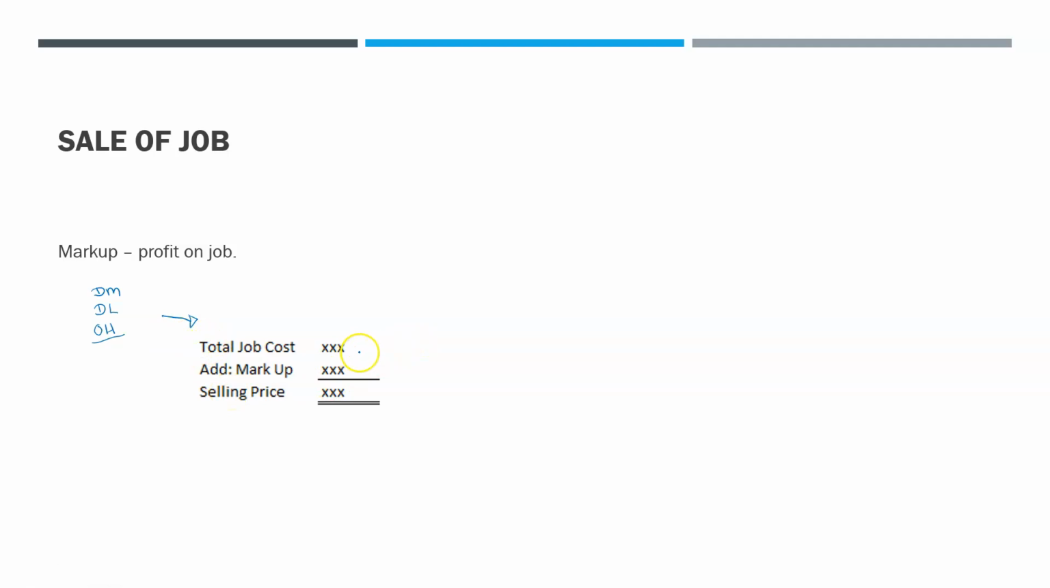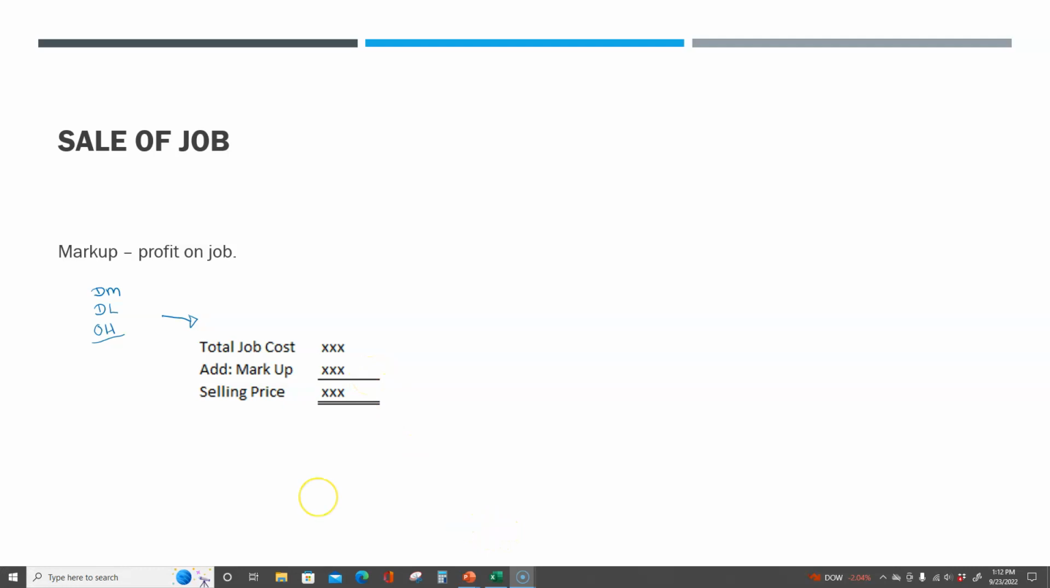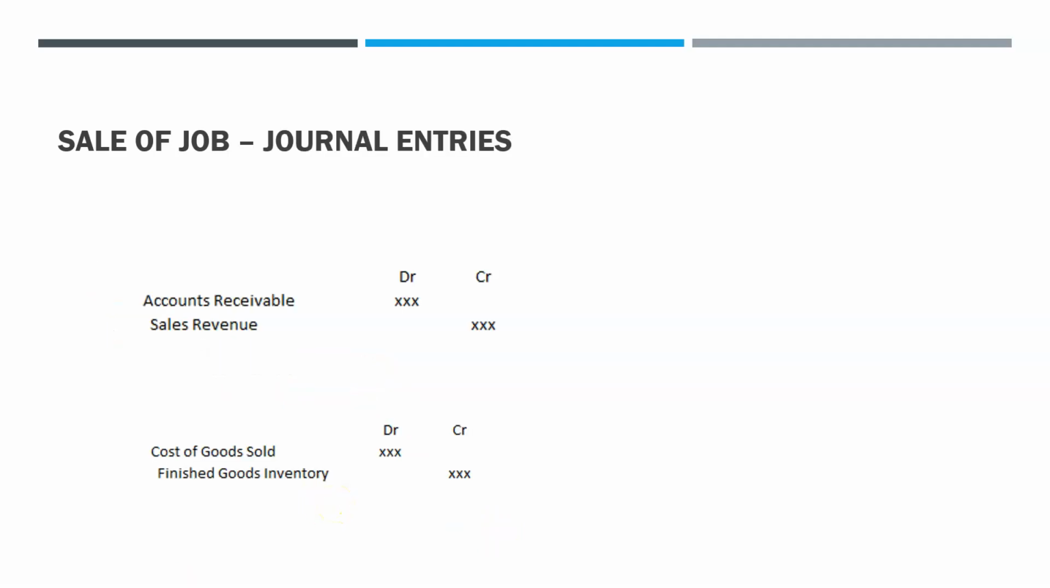That is the cost, and to that cost you add a markup. Markup is the profit on the job that the company gets to keep. When you add the job cost plus markup, that is the selling price that we will sell to customers. Next, let's look at the journal entries for when we sell the job.